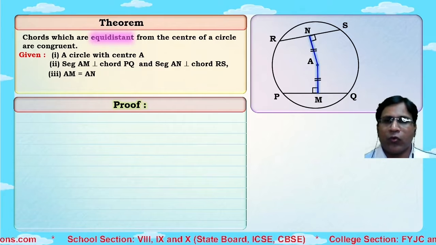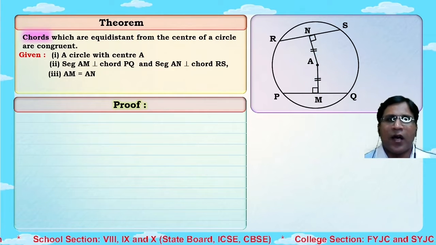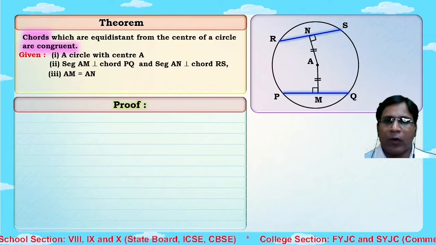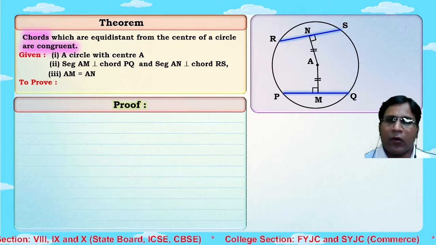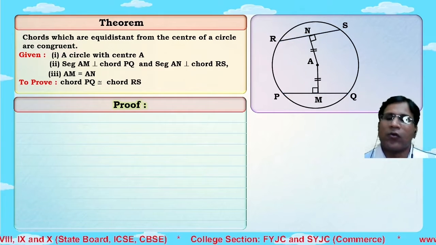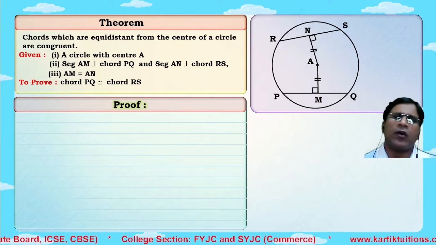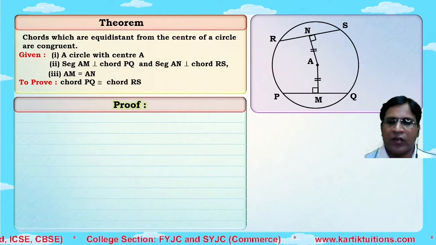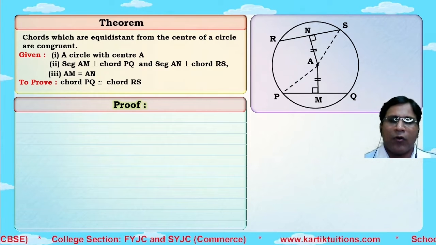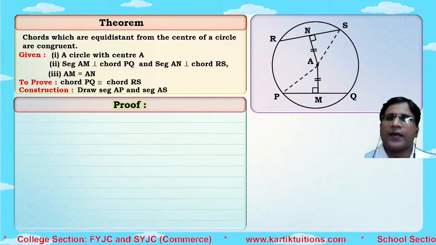What are you supposed to prove? You are supposed to prove the chords are congruent. Now which chords are we talking about? We are talking about chord PQ and chord RS, and we are supposed to prove they are congruent. Now whenever we have to prove something congruent, we cannot prove it without the help of a triangle. So there is a small construction. The construction is: draw PA and AS.